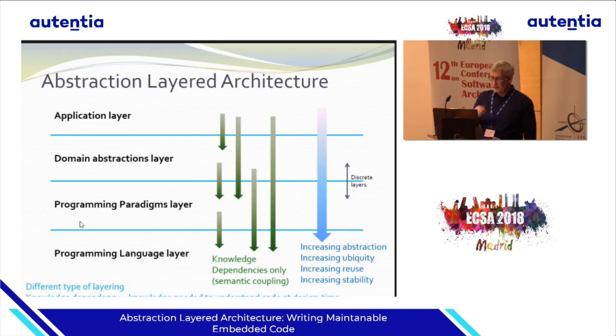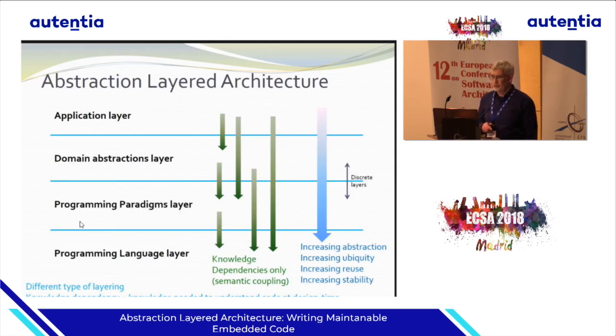The user stories go up in that top layer, the application layer, and the abstractions I was talking about in the next layer down, and the programming paradigms in the next layer down. What we have here is knowledge dependencies only. So you're not allowed any runtime dependencies or compile time dependencies in here. What is a knowledge dependency? It's something that will break your design if it's not there. You can't actually understand your design at all without a knowledge dependency.